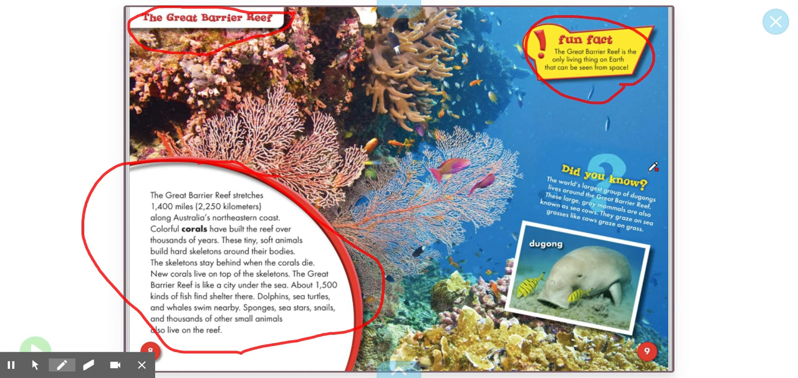Then down here, there's a little section where it talks about the dugong. And it's got a little did you know fact. And the reason why the author chose the dugong is because it's found in the Great Barrier Reef. So it doesn't talk about kangaroos and koalas because they're not found in the Great Barrier Reef. And I think that the author chose the dugong because it's an interesting animal.